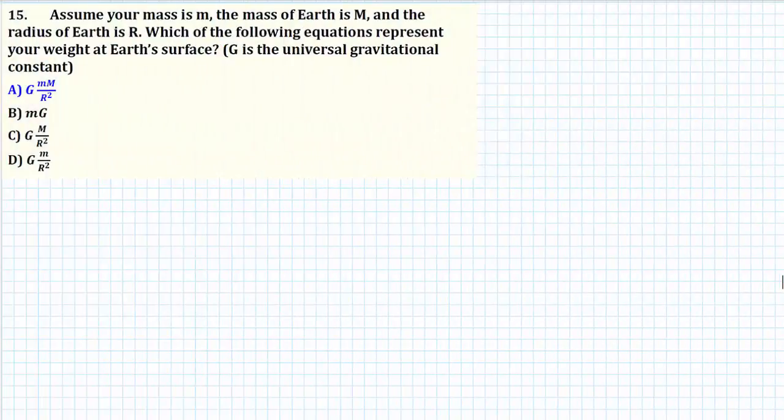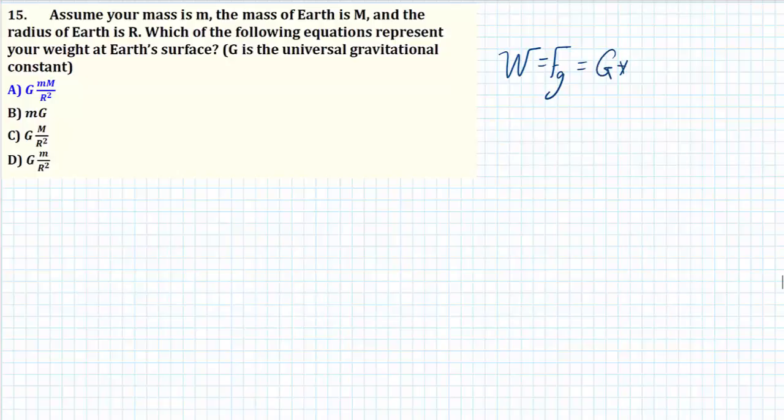This is the second part of chapter 3 problems. And here he says, assume your mass is m, the mass of the earth is big M, and the radius of the earth is r. Which of the following equations represents your weight at the earth's surface? Your weight, which is the gravitational force here, equals big G times the mass of the earth times your mass divided by the radius of the earth squared. So this is represented by number A.